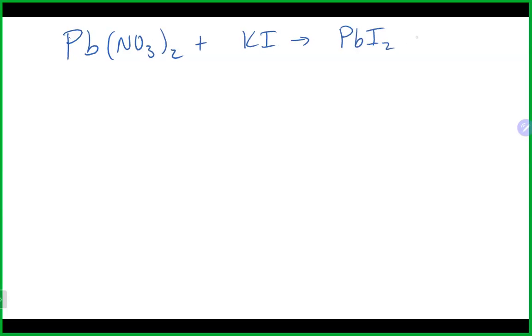So I'll talk about a few more here. Let's say we had something like this. We'll do this one. Why not? Pb(NO3)2 plus a little KI is going to make PbI2 plus KNO3. So let's say we wanted to balance this equation here.